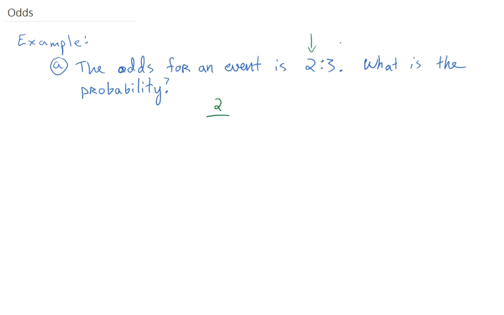Now, our second number over here is getting what we don't want. It is not the total possibilities. The total possibilities is the sum of getting what we want and getting what we don't want. So our total possibilities in this case is going to be a 5. So our probability is 2/5.